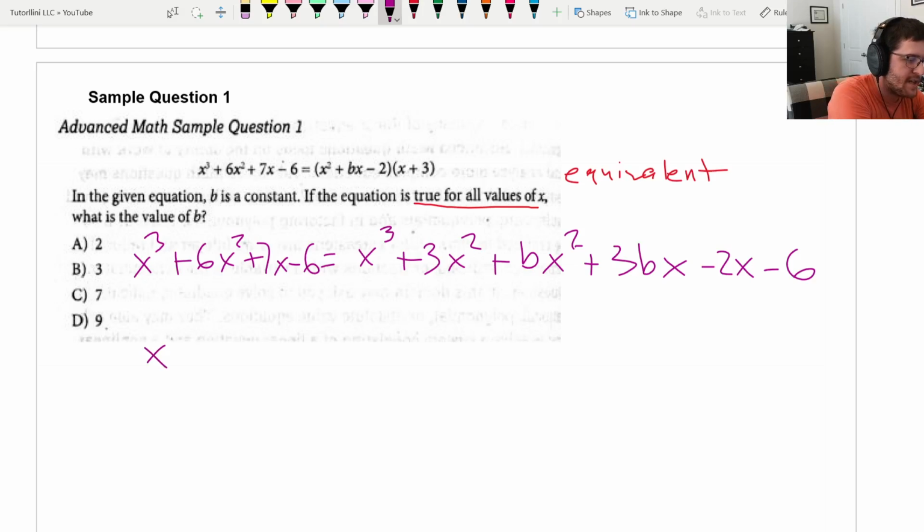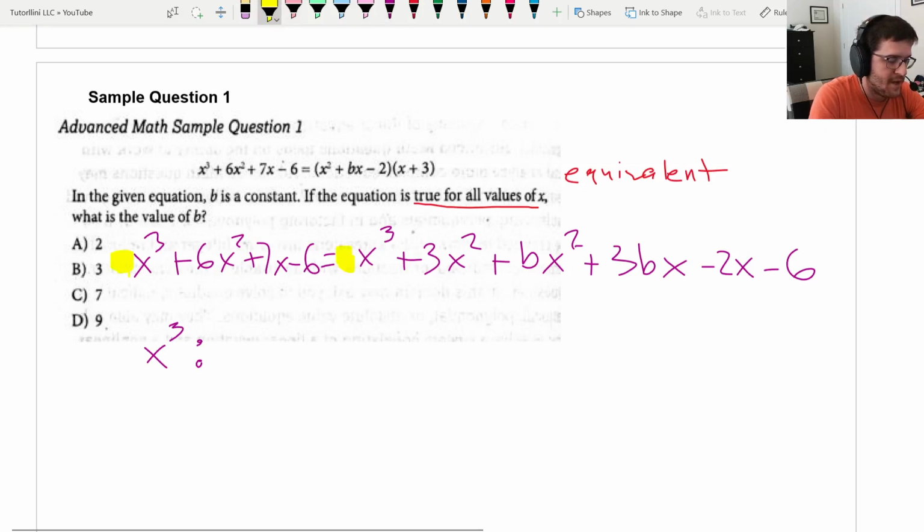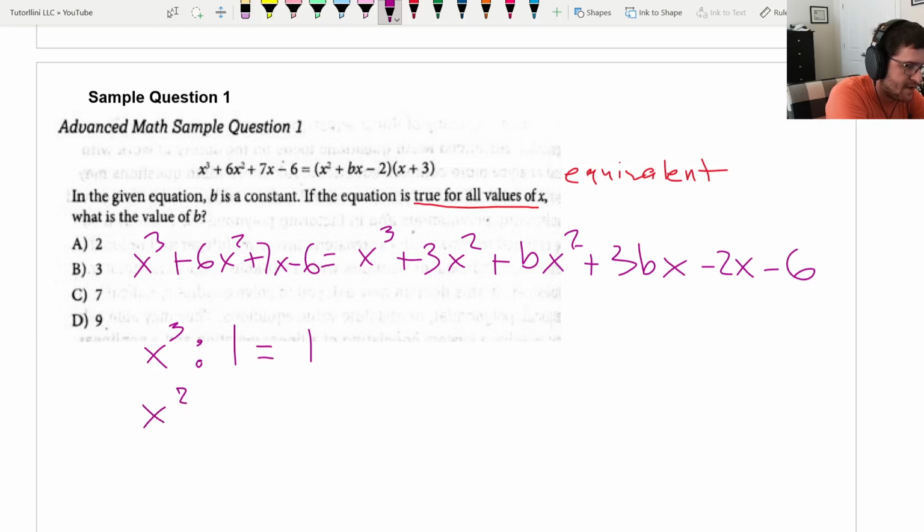So I'm going to look at the x cubes. The coefficient of x cubed on each side is 1 and 1. So that doesn't really help us. Let's try the x squareds. So the coefficients of each side are 6, and then I have 3 and b. So I can write 6 equals 3 plus b.